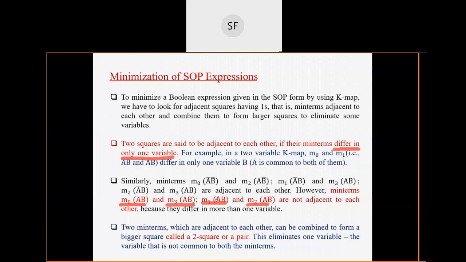If you observe M1 and M2, then again you will be able to understand that here it is A bar, here it is A, it is B bar, it is B simply, and here it is B bar. So again here A and B both are varying. Hence these two pairs, M0 and M3 and M1 and M2, are not adjacent to each other because they differ in more than one variable. So this adjacent concept is very important.